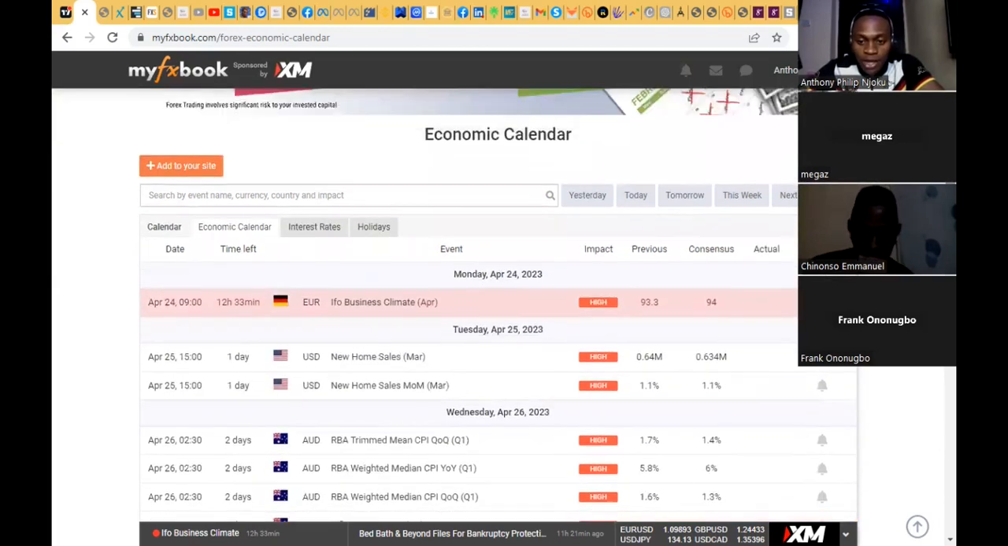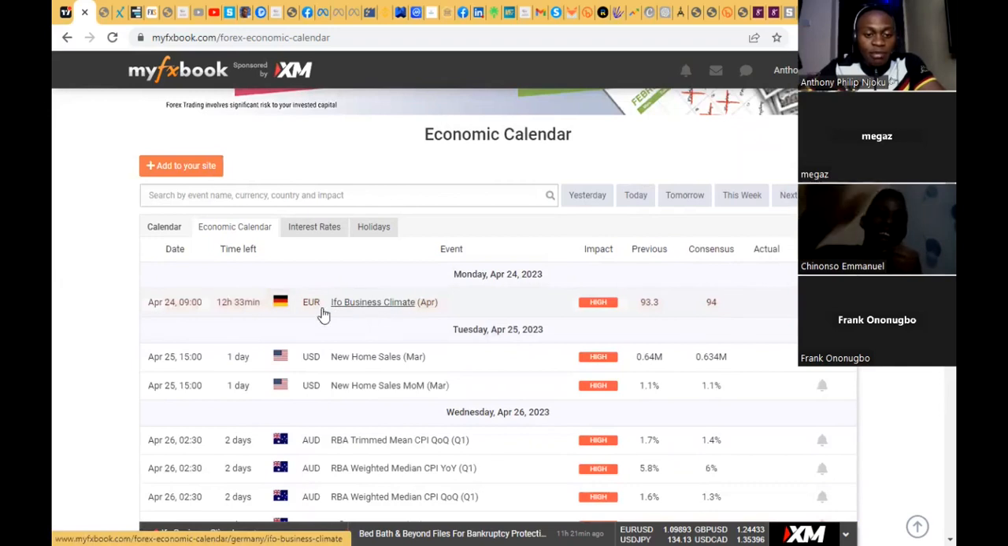But based on what I can see here, consensus is making euro strong. If you have a digit that's higher than 94, then it will make euro more strong, because I think this business climate has to do with price and the rest.